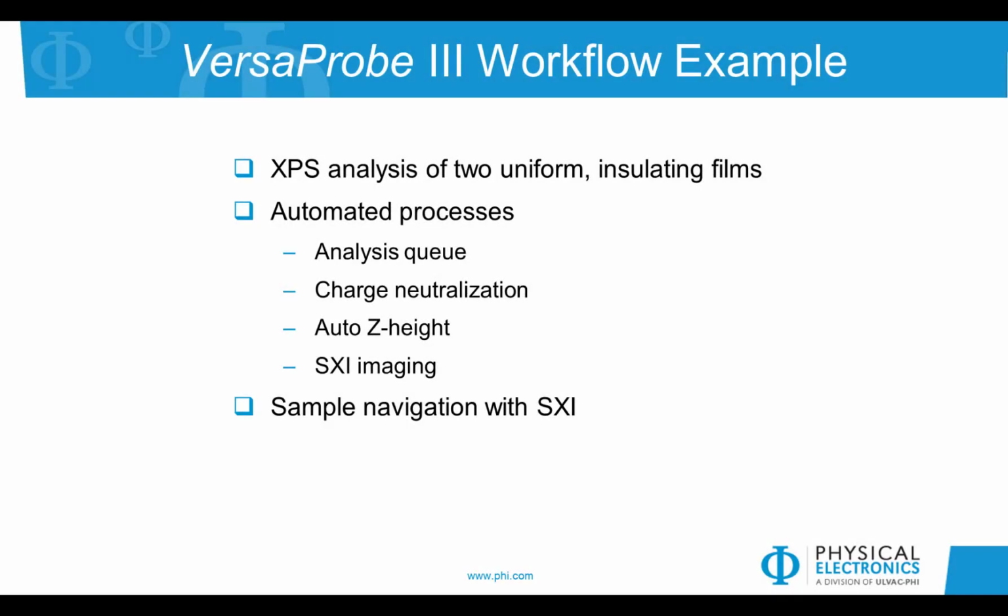This demonstration will show a typical workflow on the VersaProbe 3. In this example, we will be collecting XPS spectra from two insulating samples that we assume to be uniform films. During the analysis, we will use several automated features of the VersaProbe, such as the analysis queue, charge neutralization, auto Z-height, and SXI imaging. The SXI will provide a fast way to check our sample surface uniformity and allow us to confidently choose areas to analyze.